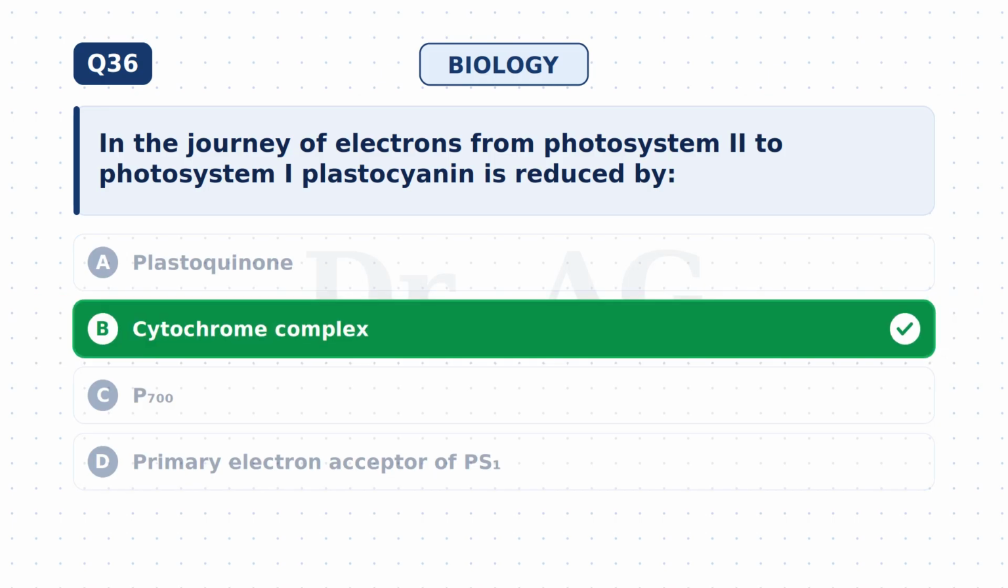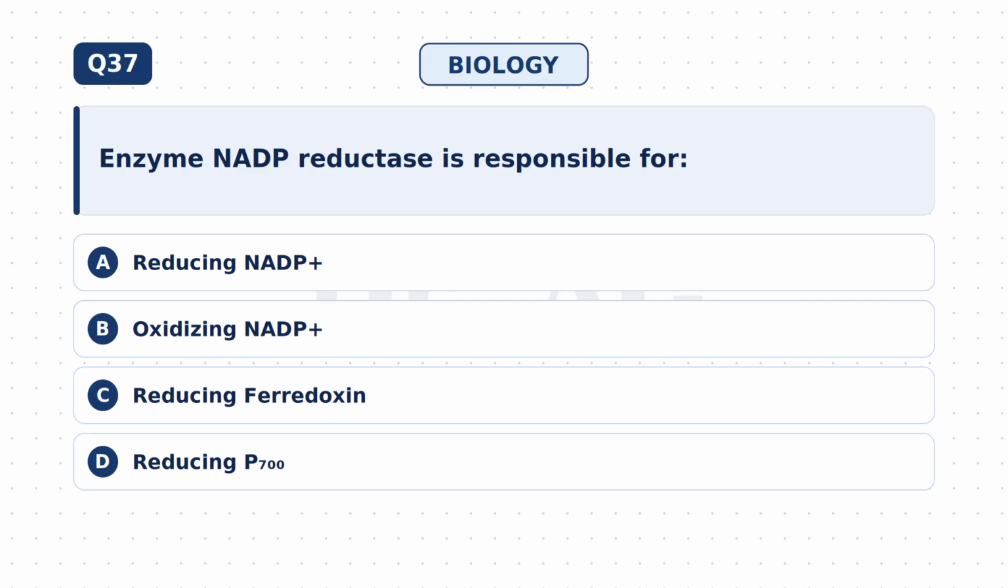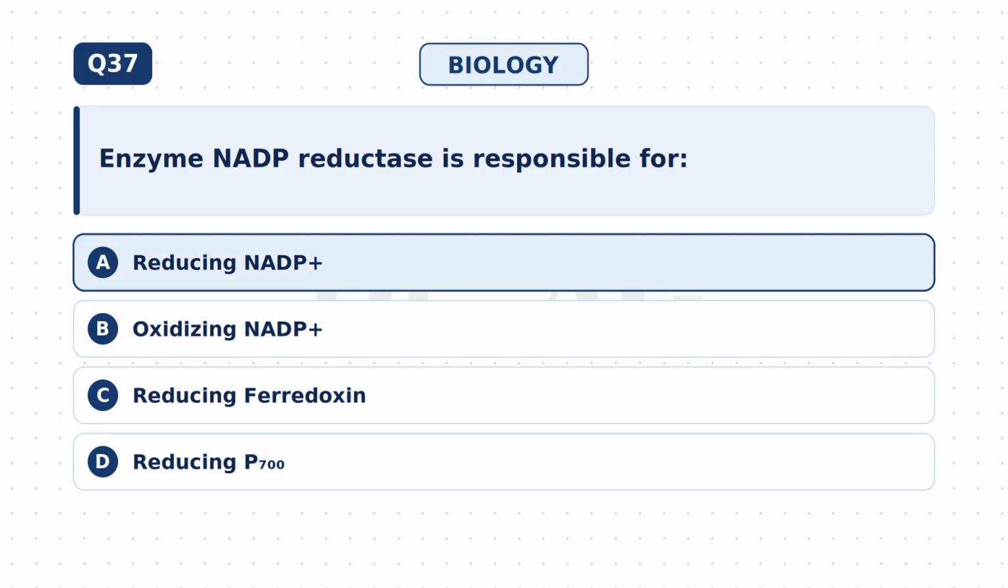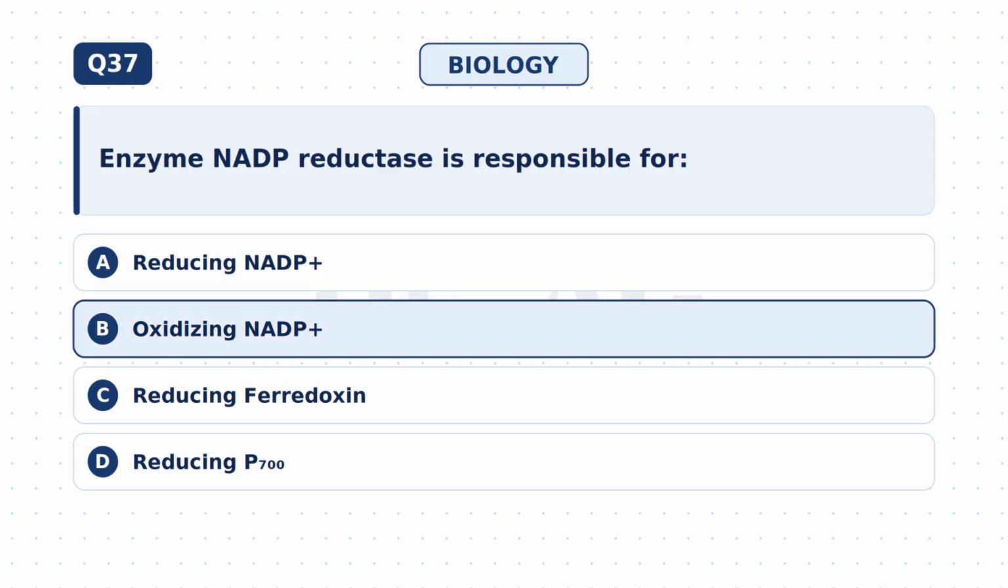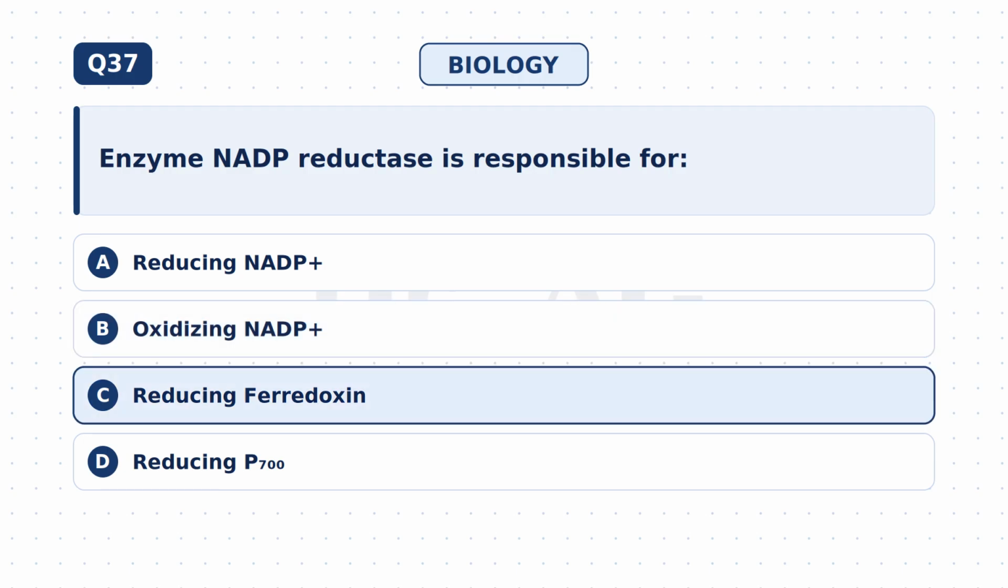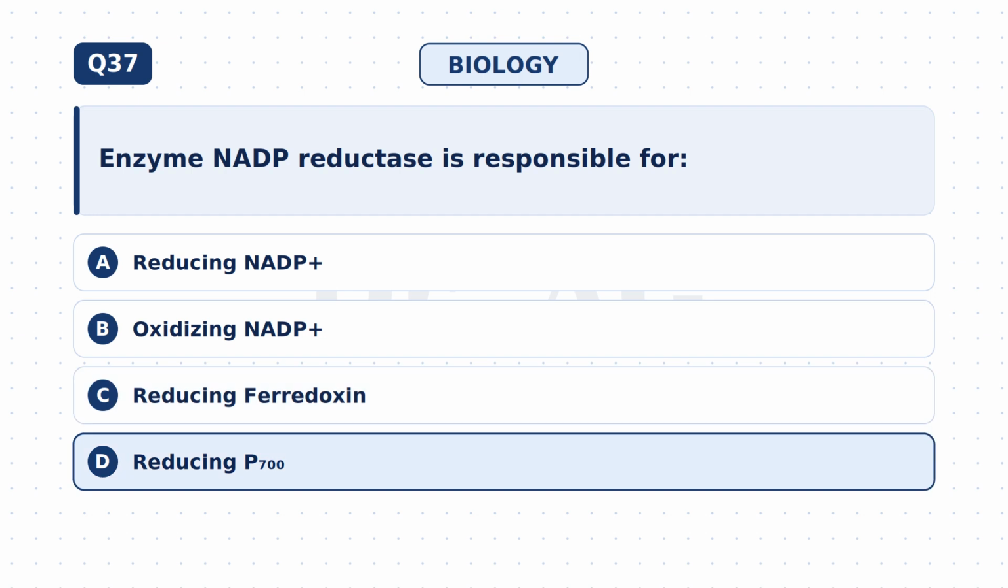The correct answer is B, cytochrome complex. Question 37. Enzyme NADP reductase is responsible for: Option A, reducing NADP+. Option B, oxidizing NADP+. Option C, reducing ferredoxin. Option D, reducing P700.